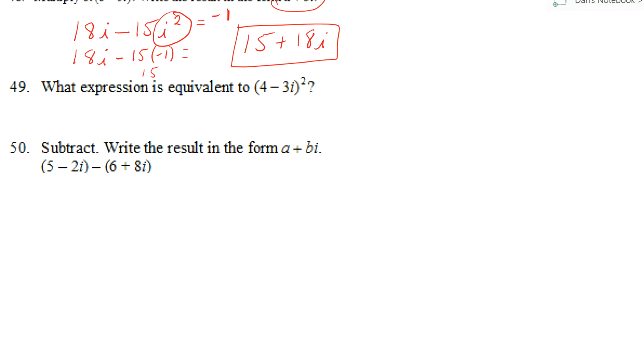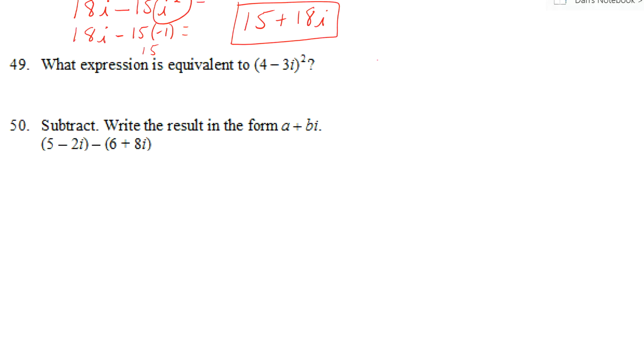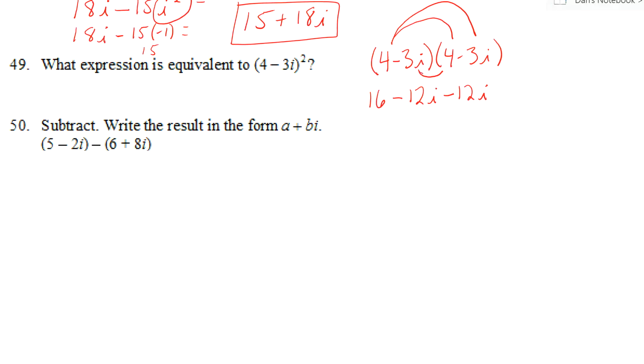49. What is the expression equivalent to that squared? Okay, so let's just square this, which just means you multiply it by itself, right? Make sure we distribute everything. 4 times 4 is 16. 4 times negative 3i is negative 12i. Negative 3i times 4 is negative 12i. Negative 3i times negative 3i is a positive 9i squared. Don't forget that squared there.